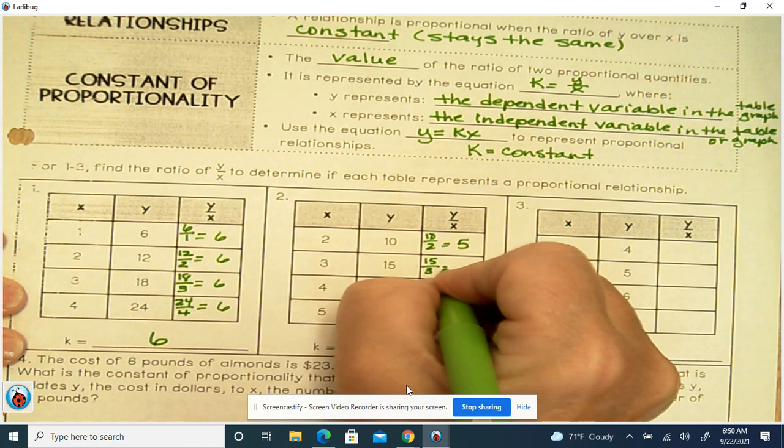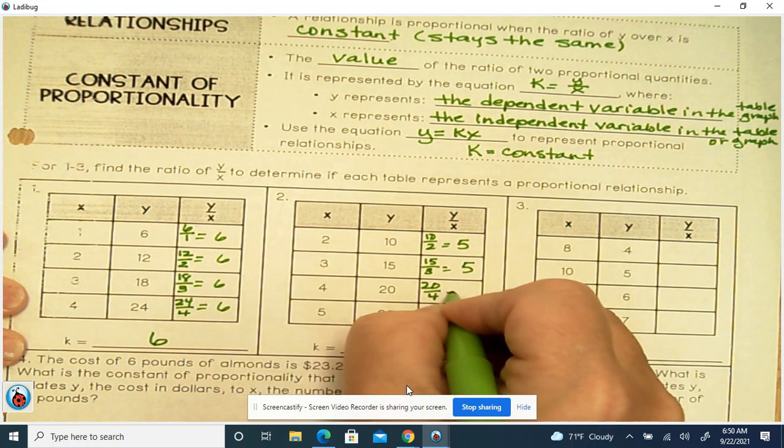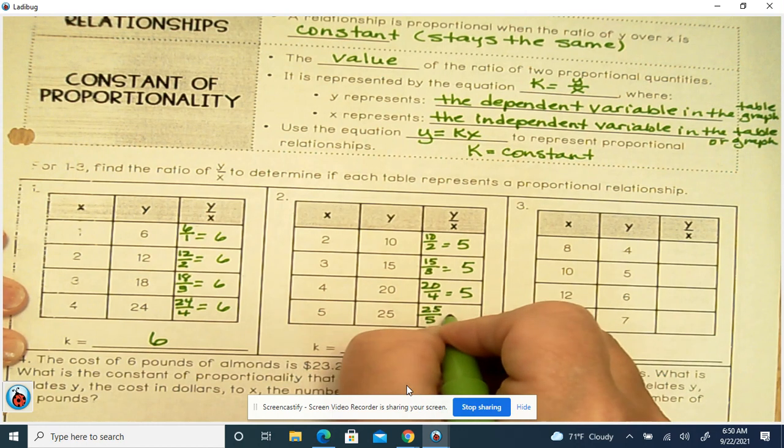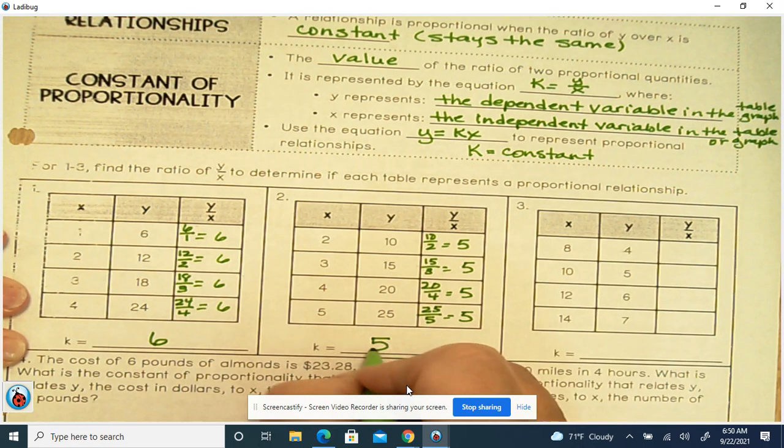This next one we have 10 divided by 2 equals 5. 15 divided by 3 equals 5. 20 divided by 4 equals 5. 25 divided by 5 equals 5. So the constant for this one is 5.